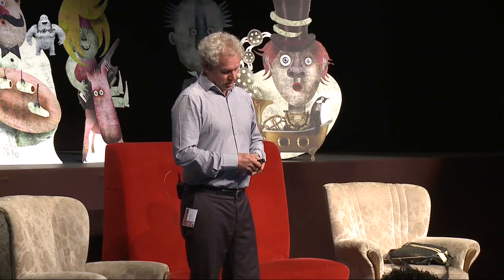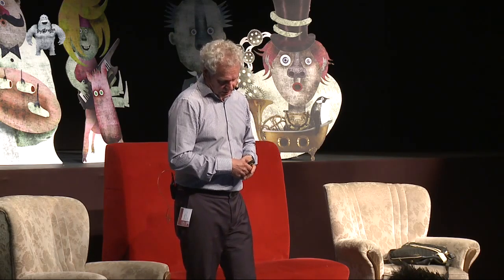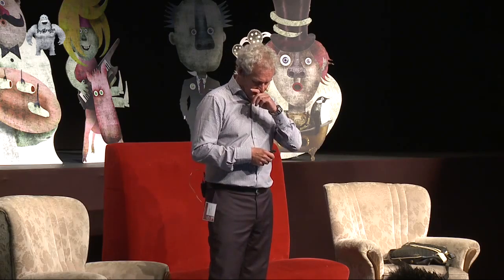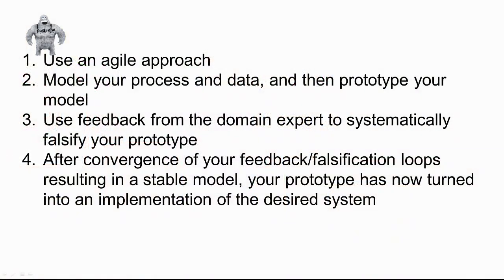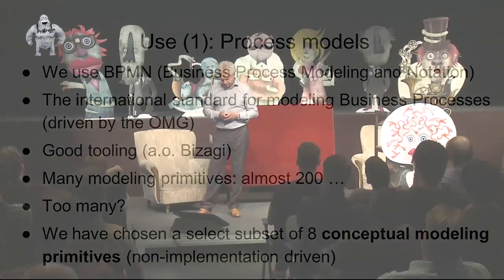What we do is we use an agile approach. We model our process and data, we prototype the model, and we use feedback from the domain expert to systematically falsify our prototypes. If you go through a number of these feedback loops, a number of cycles, then eventually you'll get a stable model. Your prototype is now turned into an implementation of the desired system.